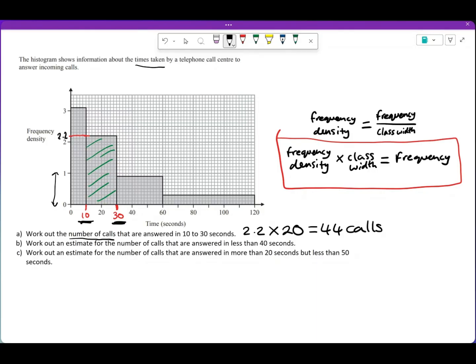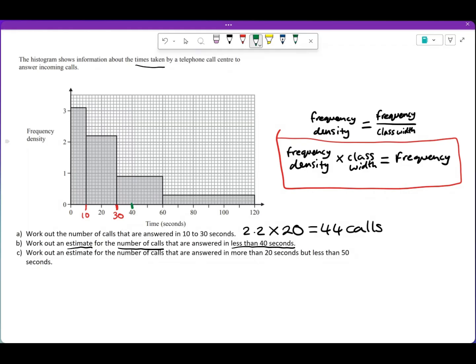Let's have a look at part B. Part B says work out an estimate for the number of calls that are answered in less than 40 seconds. This time we have the keyword estimate, which implies we can't calculate the actual frequency. We're only going to be able to obtain an estimate for it. So let's consider why. Let's identify where less than 40 seconds is on my x-axis. Well, 40 seconds is marked over here. We want less than that, so we want everything to the left.